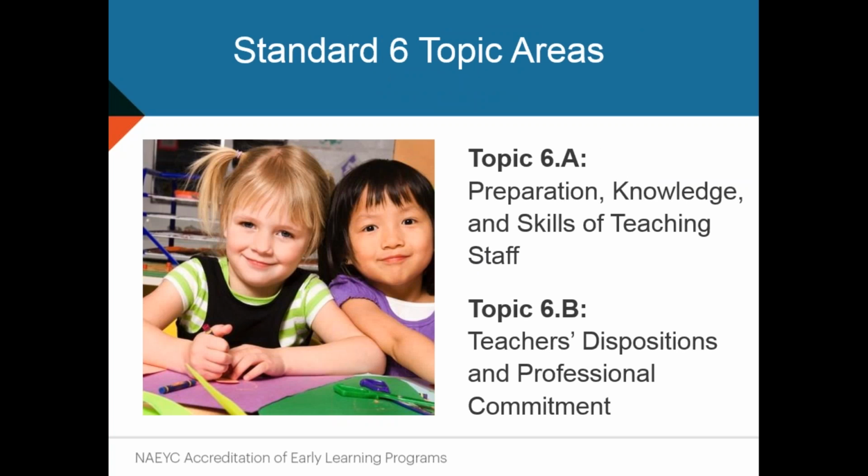The current Standard 6 topic areas are Topic 6A, Preparation, Knowledge, and Skills of Teaching Staff, and Topic 6B, Teachers' Dispositions and Professional Commitment. Topic 6A encompasses formal educational qualifications, core knowledge and competencies, and orientation of staff, which are covered across 12 criteria. Topic 6B includes continuous learning and professional development opportunities, reception to feedback, and professionalism, covered across 2 criteria.